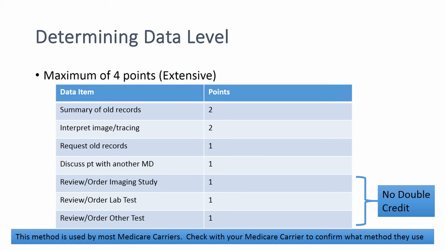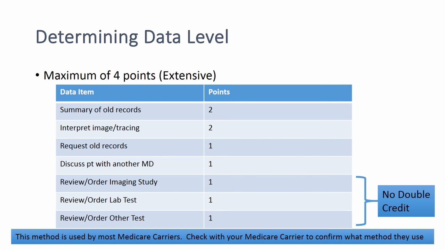Determining the data level, again, has a ceiling of 4 points. Reviewing old records and making a summary of that will earn you 2 points. Interpreting an image or tracing like an ECG, 2 points. Requesting old records, 1 point. Discussing the patient with another physician, 1 point. Reviewing or ordering an imaging study, test, or other tests such as an EKG or a pulmonary function test will get you 1 point apiece. There is no double credit, so you can't take credit for ordering and reviewing a chest x-ray. You pick one or the other.